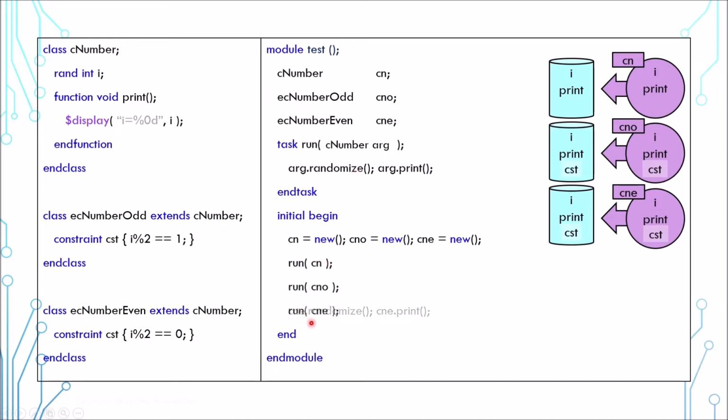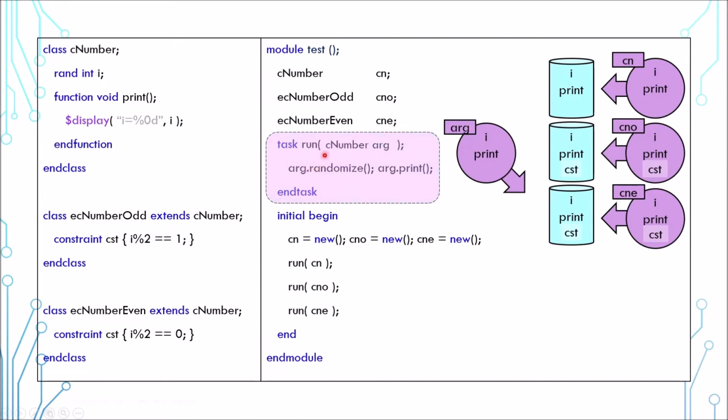You can call the task passing in the object, and the argument will randomize the object according to the constraint the object carries. Let's focus on the task here. Basically, the task behaves differently every time it is called, depending on the object that is passed in. This multiple behavior is what we call polymorphism. It is achieved by combining the behavior of a class pointer and inheritance.